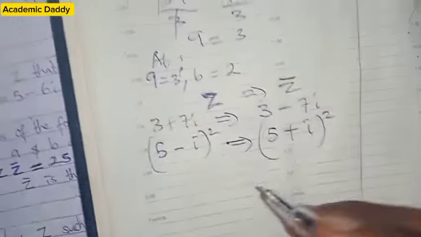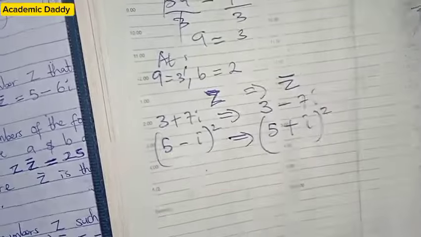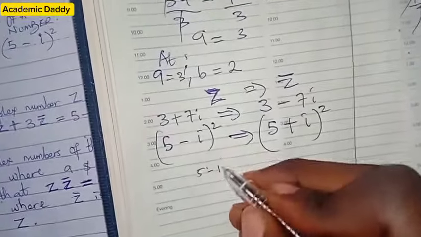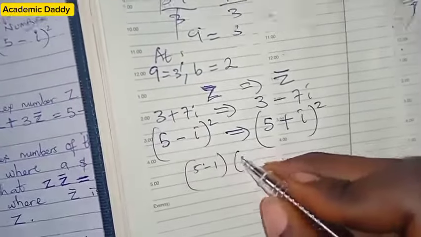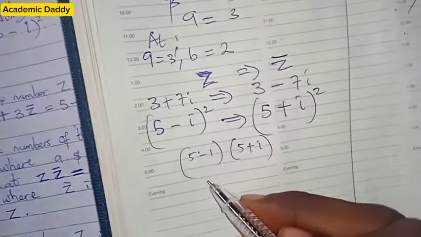Yes, you can even solve further first, or you can choose to say this is the same as saying 5 minus i into 5 plus i. Let's check something. 5 times 5, 25.